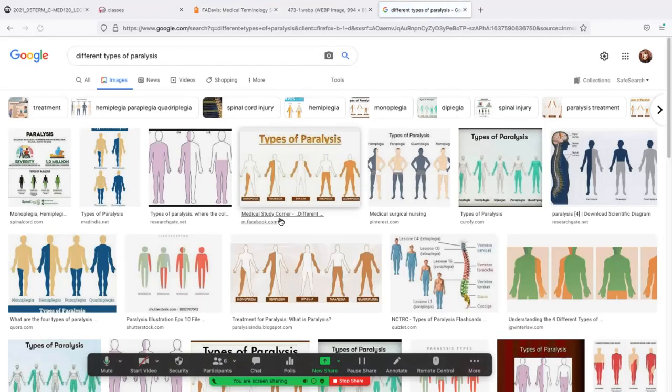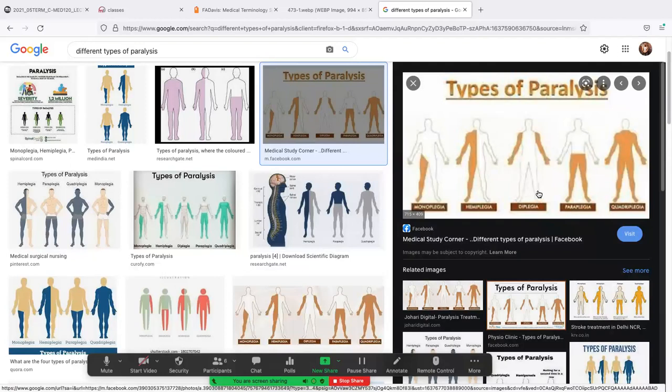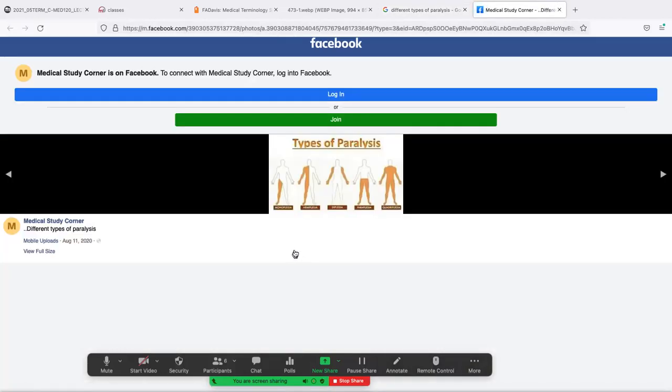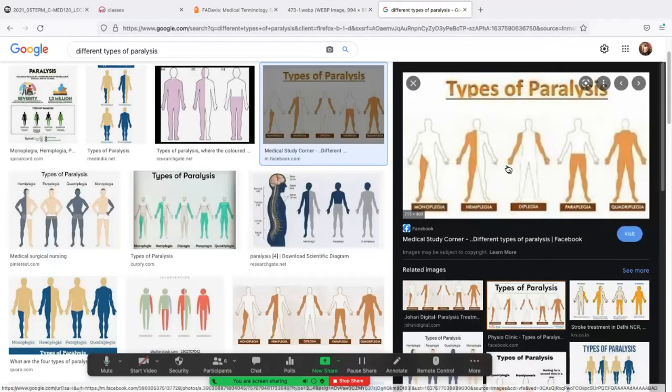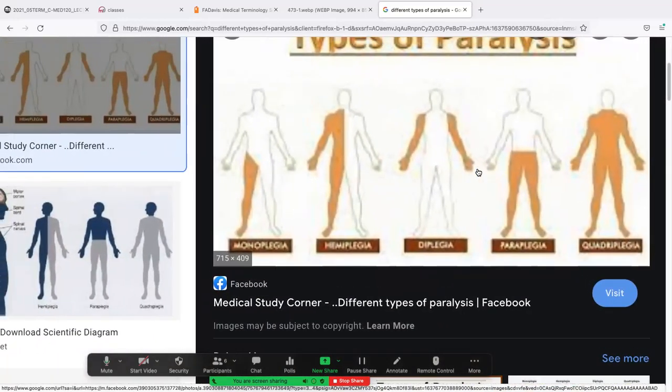Let's find a nice picture. It's not a pretty one. Okay, well, as best as we can.